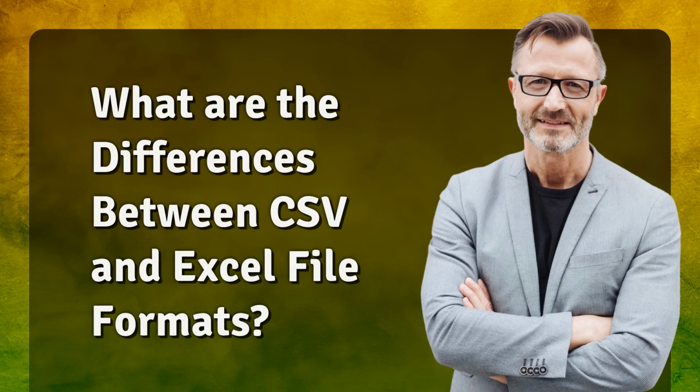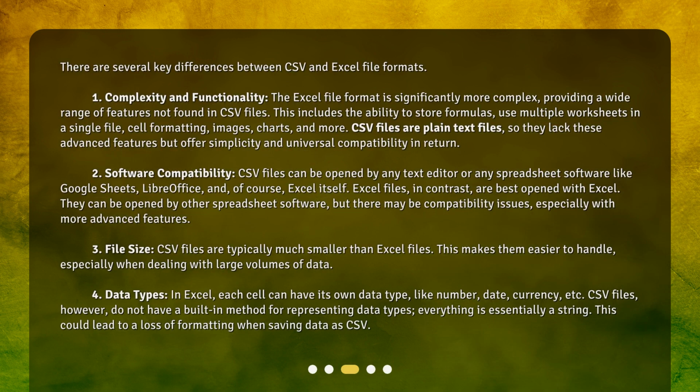What are the differences between CSV and Excel file formats? There are several key differences between CSV and Excel file formats. 1. Complexity and functionality. The Excel file format is significantly more complex, providing a wide range of features not found in CSV files. This includes the ability to store formulas, use multiple worksheets in a single file, cell formatting, images, charts, and more. CSV files are plain text files, so they lack these advanced features but offer simplicity and universal compatibility in return.